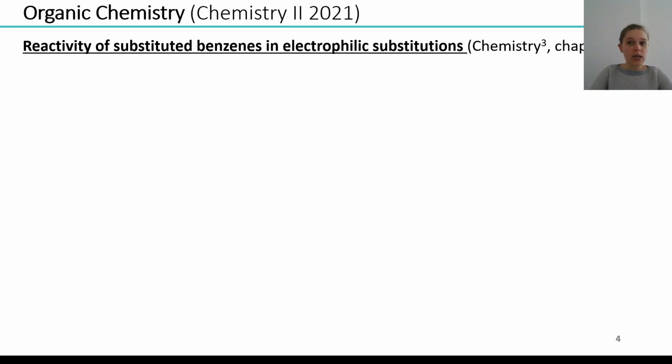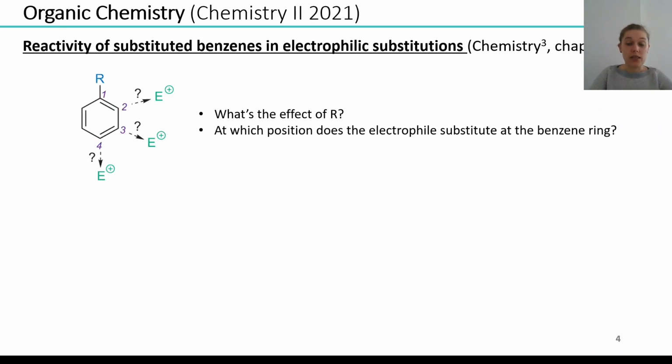So now we know how to introduce a substituent to the benzene ring, but how do substituted benzenes react in electrophilic substitution reactions? Therefore, it is important to consider two different things. First, we need to consider the effect of the substituent on the rate of the further electrophilic substitution. And second, the position of the further substitution.